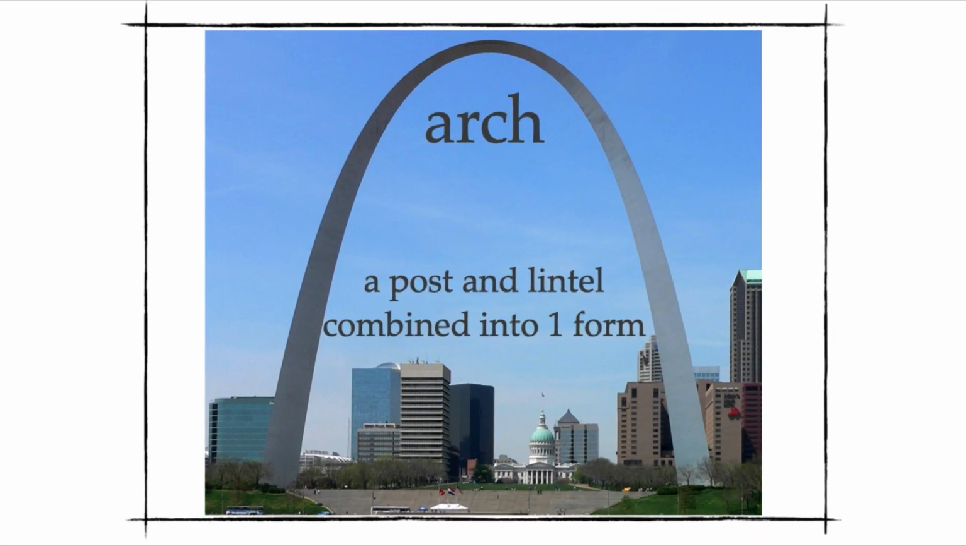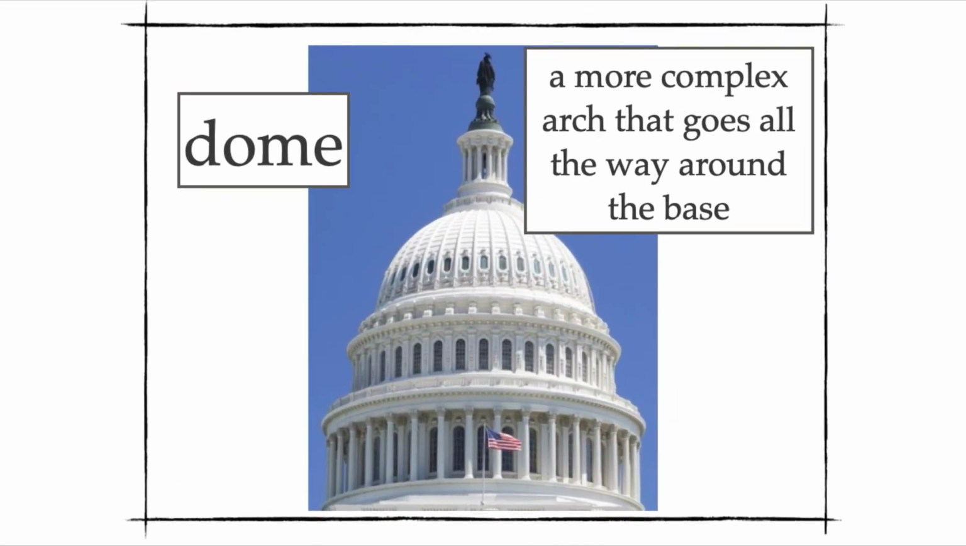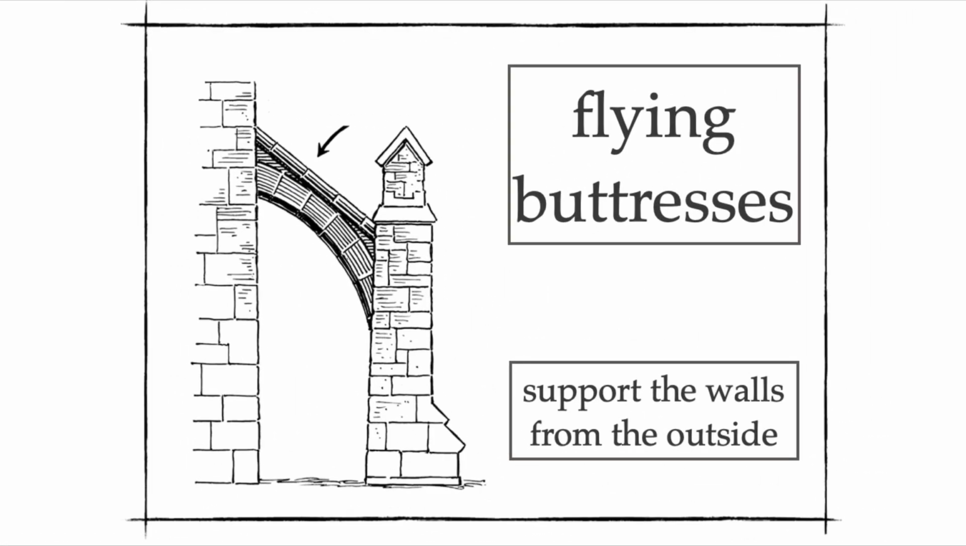Next is an arch. It's really just a post and lintel combined into one form. A dome is just a more complex arch that goes all the way around the base. If you want a large open space with no support inside, then you can support the walls from the outside with a buttress, or sometimes called flying buttresses.